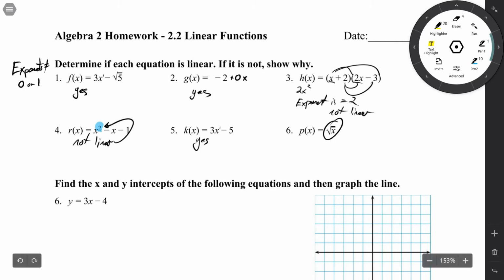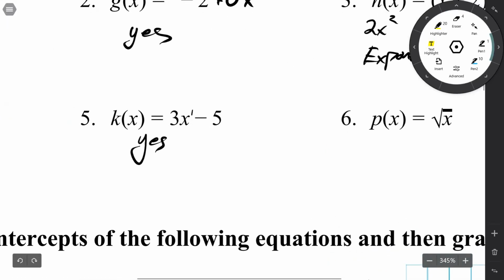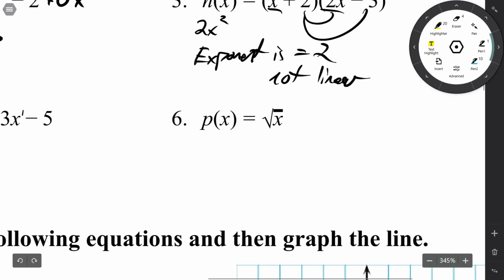Let's see. This one might have thrown you guys for a little bit of a loop, and if it did, that's totally okay. When you're looking at the square root of something, if you zoom in on that one specific piece right here, what we're looking at really is x to the 1/2 power. So no, that one would not be linear.